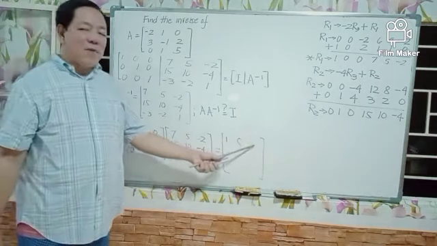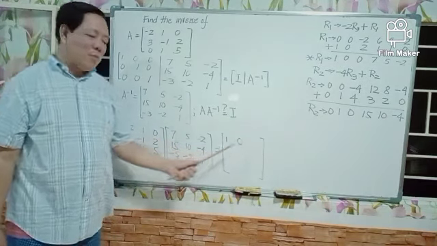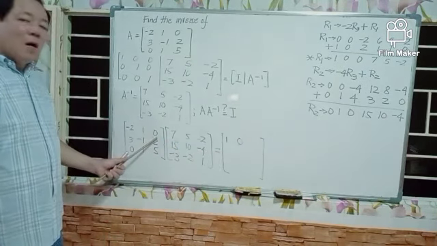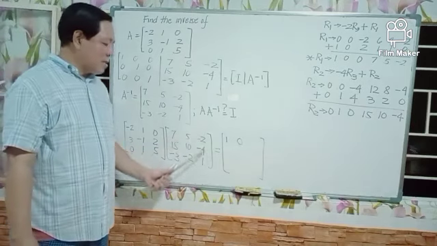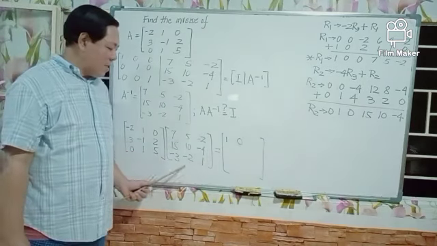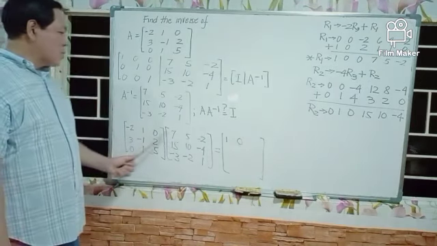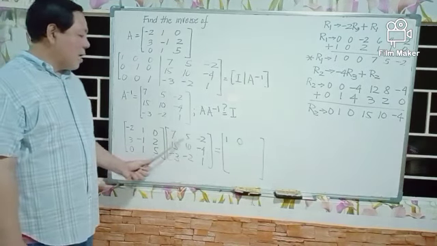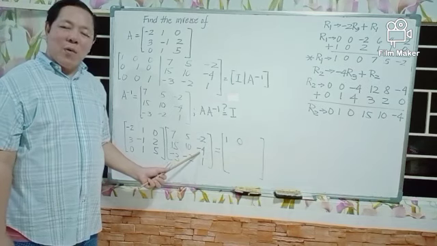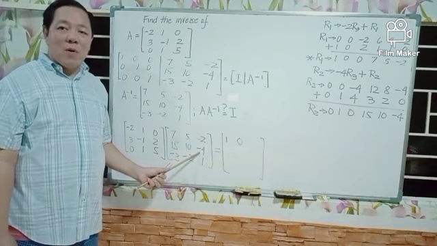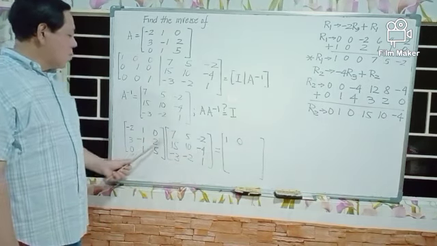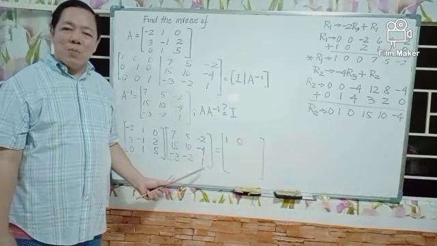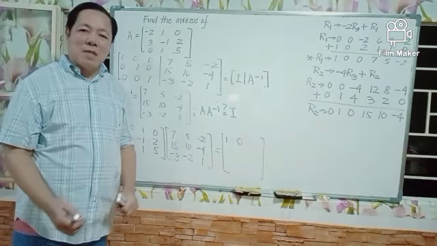The entry in the first row, third column is obtained by multiplying the first row of the first matrix by the third column of the second matrix. We have negative 2 by negative 2 is positive 4. 1 multiplied by negative 4 is negative 4. And positive 4 minus 4 is 0. And 0 multiplied by 1 is 0. And 0 plus 0 is 0.